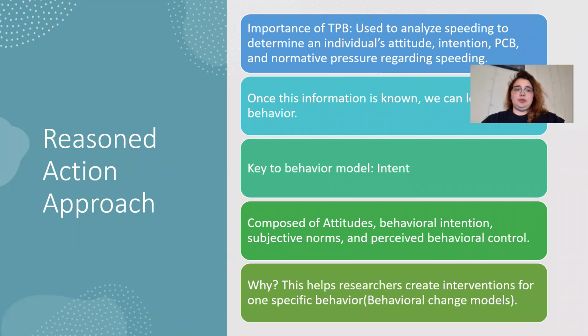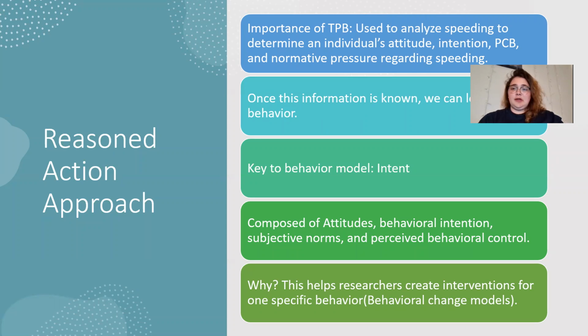The reasoned action approach, or the theory of planned behavior, is used to analyze speeding to determine an individual's attitude, intention, and PBC, as well as normative pressure regarding speeding. Once this information is known, we are able to then lessen the behavior of speeding, which in turn would lessen the amount of accidents occurring on a daily basis.